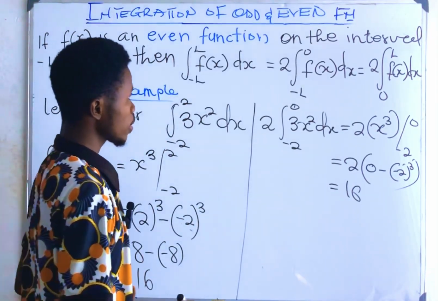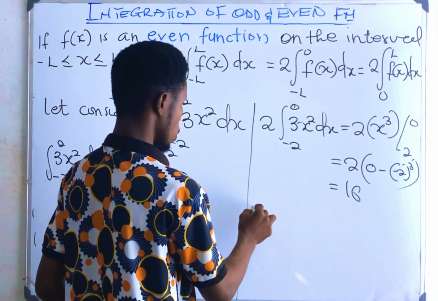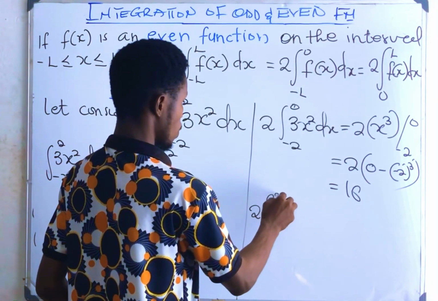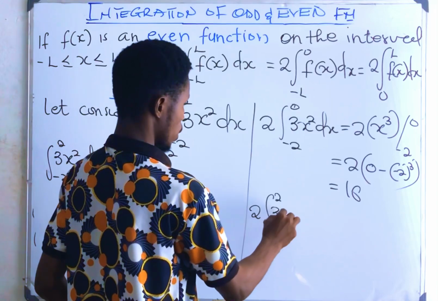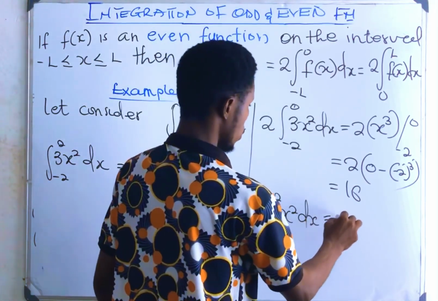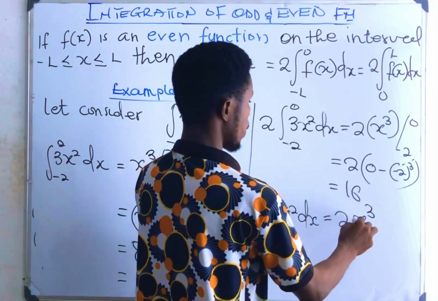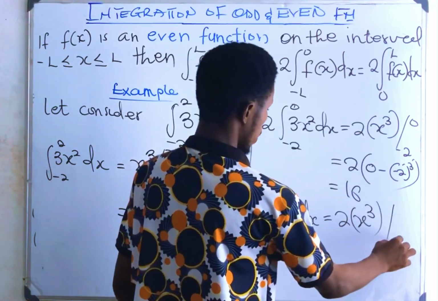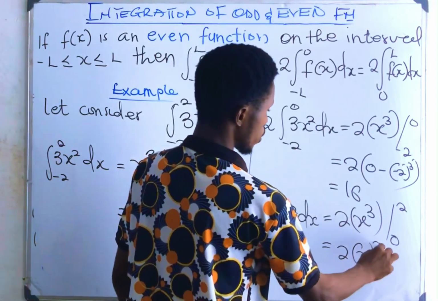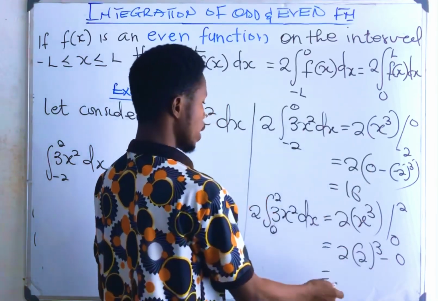Nicely done. Now let me look at the last one to see whether it's true. The last one is 2 times the integral from 0 to positive 2 of 3x squared dx. If I integrate this, I get x cubed, remembering the 2 is multiplied, from 0 to 2. Substituting, I have 2 cubed minus 0, because if I put 0 in the lower limit it is 0. 2 cubed is 8, and 8 times 2 is 16.